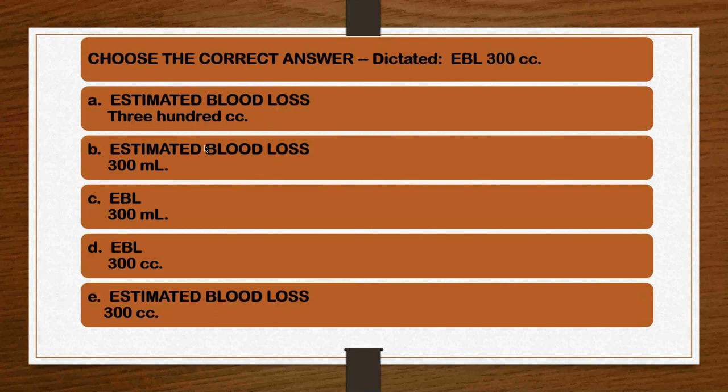Okay, what about this one? It's dictated EBL 300 cc's. Which one is correct?